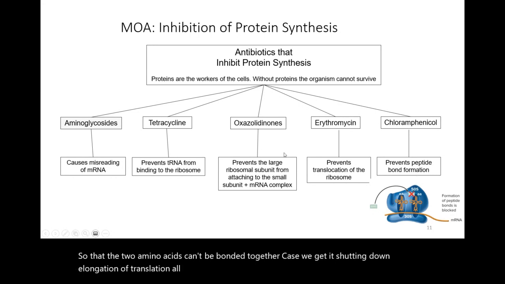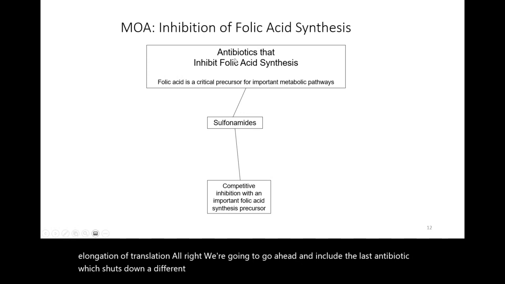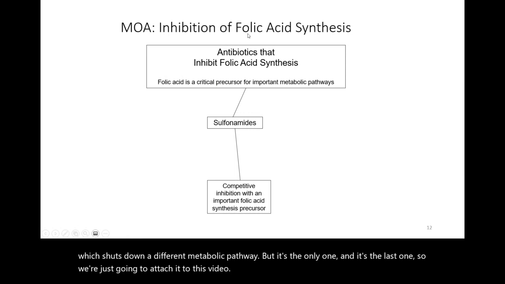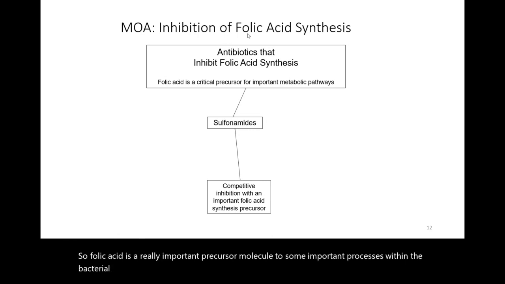All right, we're going to go ahead and include the last antibiotic, which shuts down a different metabolic pathway, but it's the only one and it's the last one, so we're just going to attach it to this video. So folic acid is a really important precursor molecule to some important processes within the bacterial cell, like nucleic acid synthesis and protein synthesis. And so bacteria make their own folic acid. Animals, like us, do not.